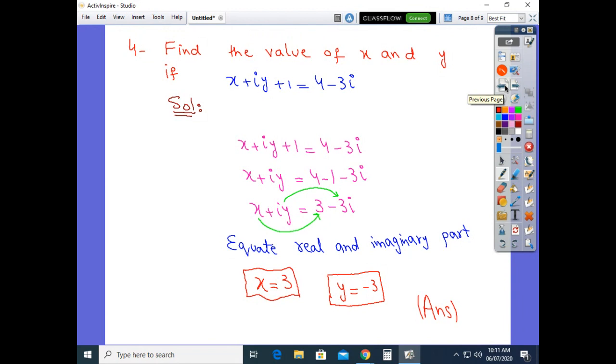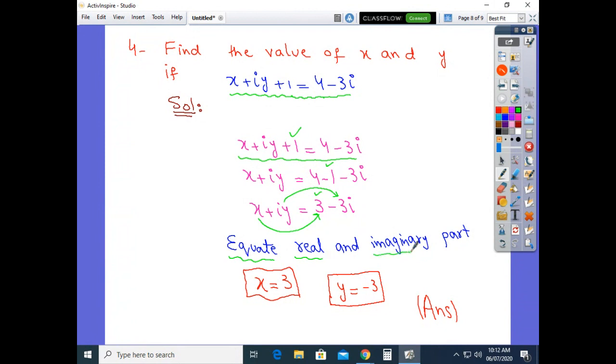Okay, here I revise part number 4. Here the given is x plus iota y plus 1 is equal to 4 minus 3 iota. We rewrite the question again. Now we shift this positive 1 to the right hand side and it becomes negative 1. After solving 4 and negative 1, we get positive 3. Now we have two complex numbers which are equal to each other. Now we equate, which means we equate the real values and imaginary values. Equate real and imaginary part.